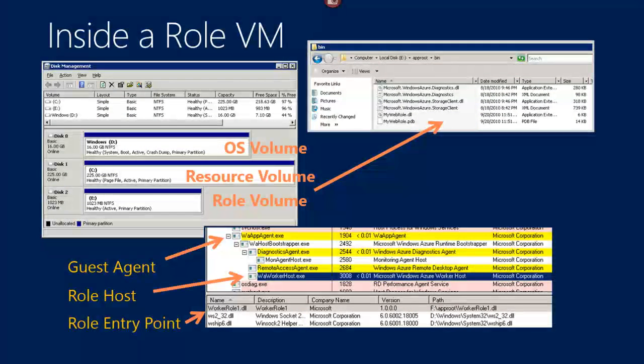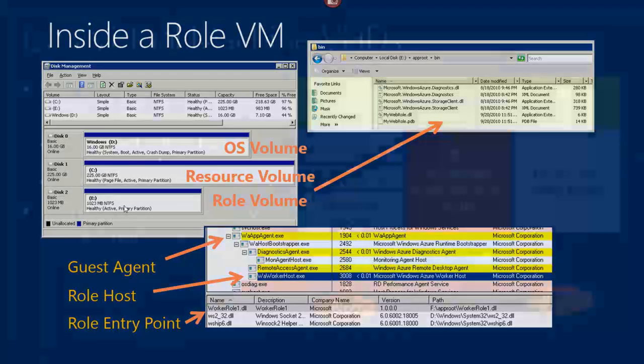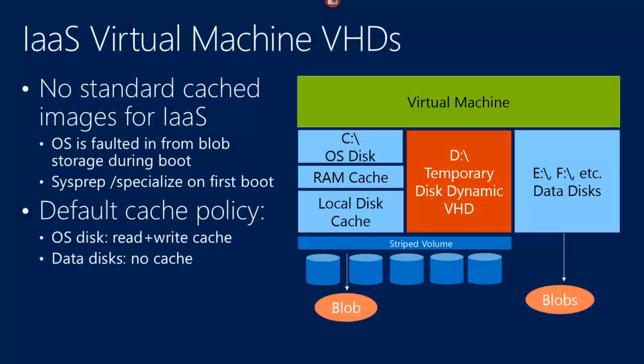This is what you would see with disk management. Here's D, C, and E for a role VM. For IaaS, it's a little bit different. The drive letter mappings are different, so this OS is on C instead of D. It is sitting on top of a RAM cache, which is sitting on top of a local disk cache, which is sitting on top of the stripe.